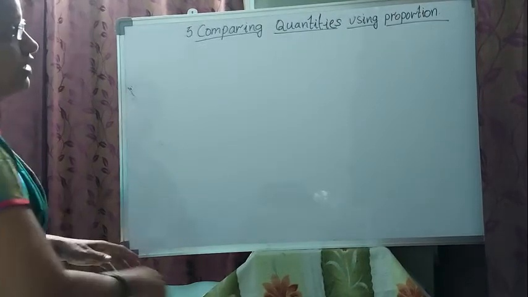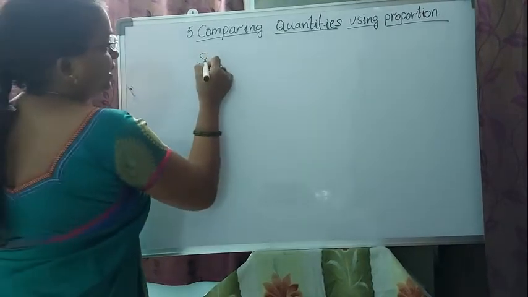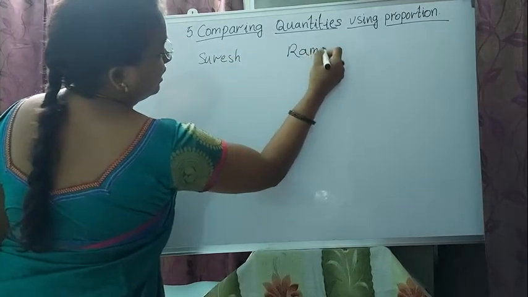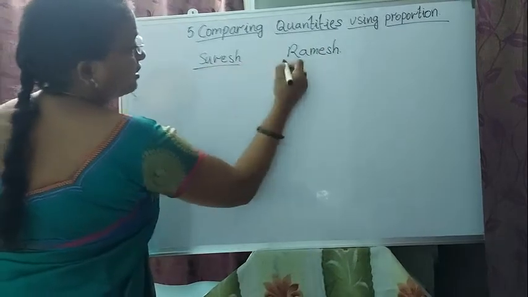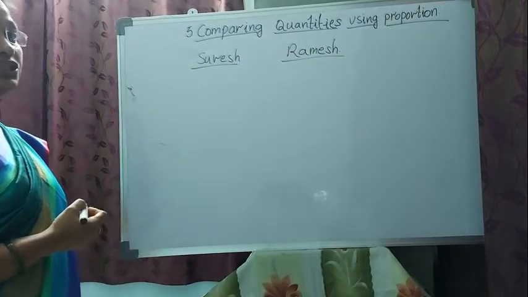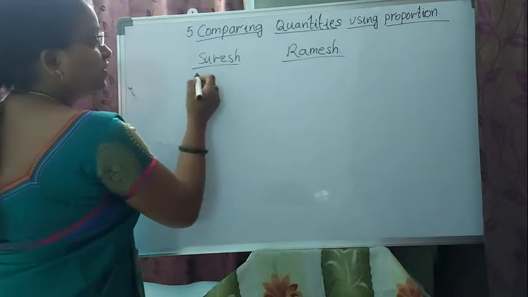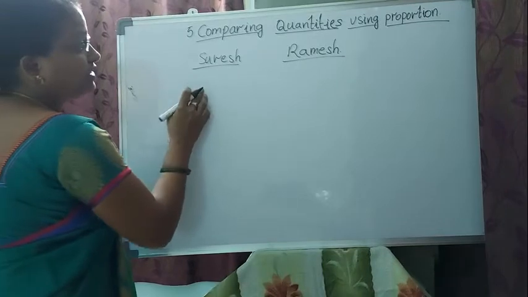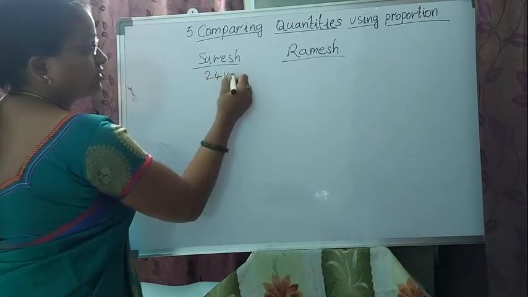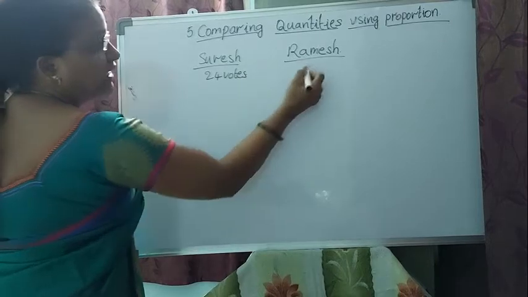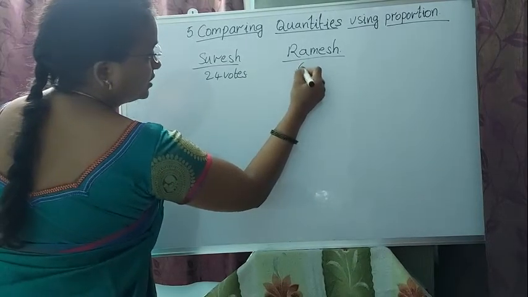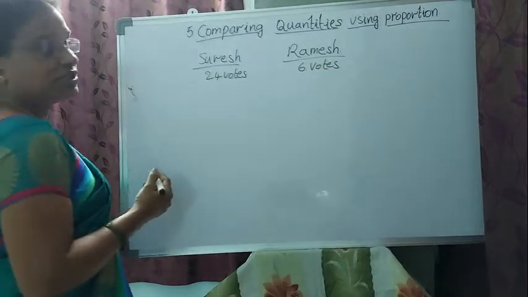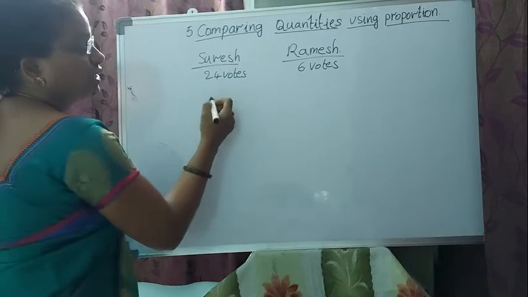For example, Suresh and Ramesh, two members, contested for leadership in the classroom. If we put polling for these two members, he got 24 votes and he got only 6 votes. Who got more votes? What is the ratio of these two?